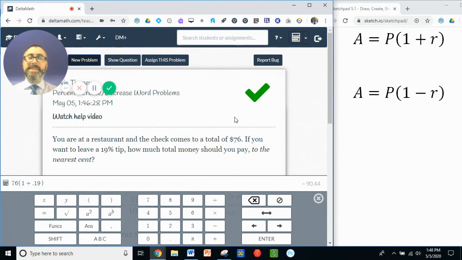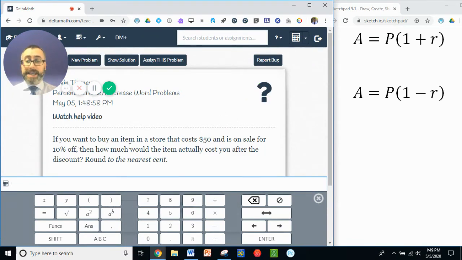Fantastic. Let's take a look at another word problem. If you want to buy an item in a store that costs $50 and is on sale for 10% off, then how much would the item actually cost you after the discount? Round to the nearest cent. Okay, this is a discount problem. We're spending less money than the original bill. That's great.